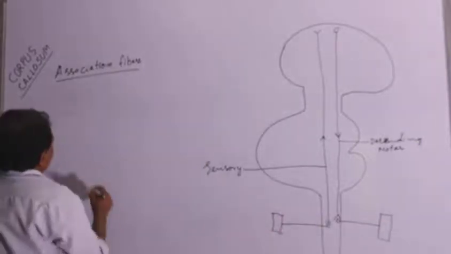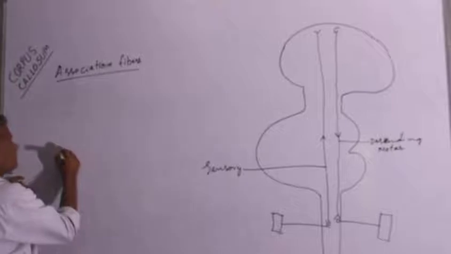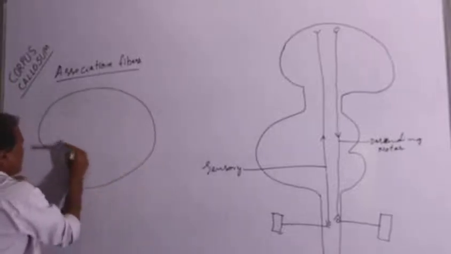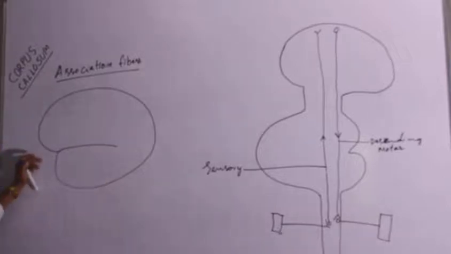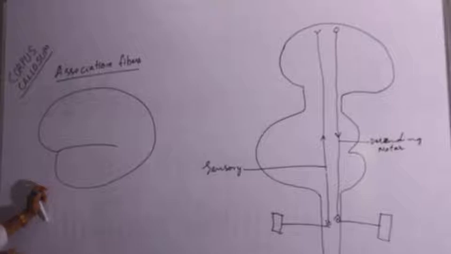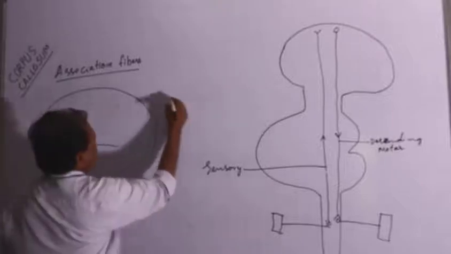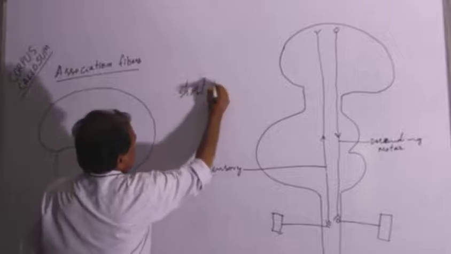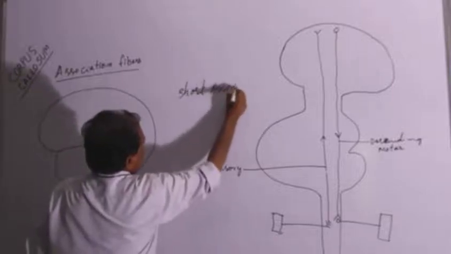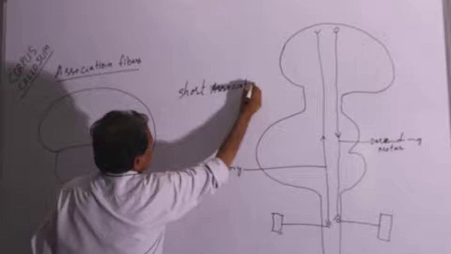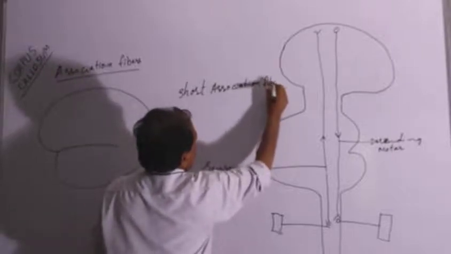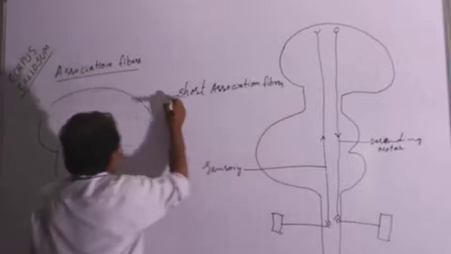Suppose you see this is the brain, and these are the association fibers. There are two types of these fibers. One is the short association fibers.